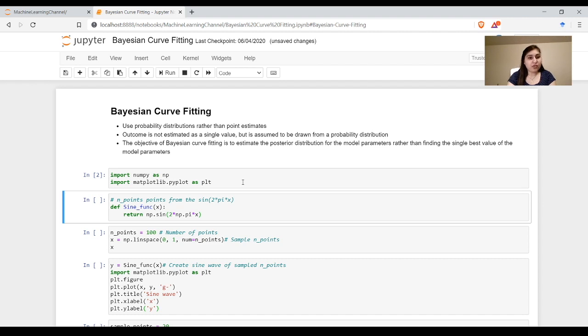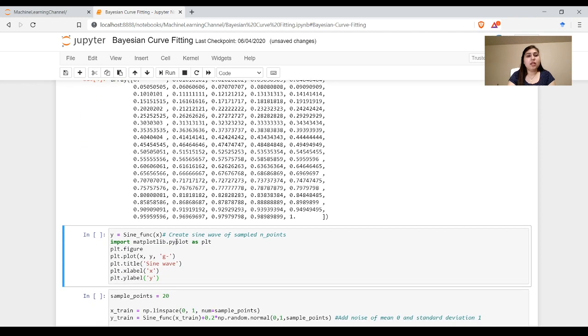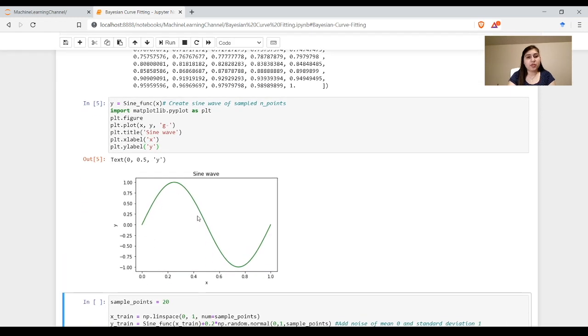Then we are defining a sine function so that we can pass the input variable x and it will compute the sine 2pi of the given variable x. We want to sample 100 evenly spaced points between 0 to 1. So that's why we are using np.linspace. 0 is the lowest value, 1 is the highest value, and this represents the total number of points which we want to sample. Here we can see lowest value is 0 and the highest value is 1 and all points are evenly spaced. Then we want to compute the sine function on the given variable x, which is here represented as green. X ranges between 0 to 1 and y is the sine function on the given variable x.